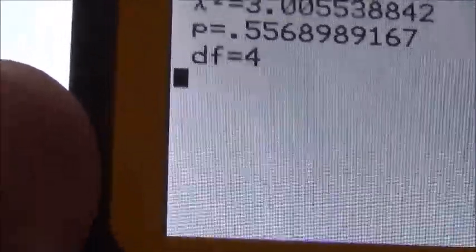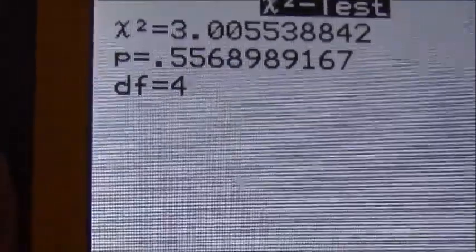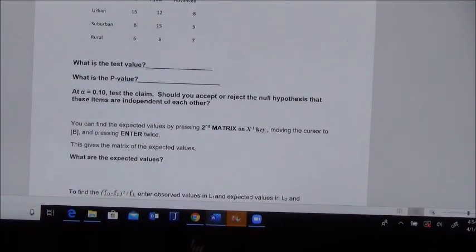I would do n-1 and n-1. 3 minus 1 is 2, 3 minus 1 is 2, and 2 times 2 is 4. So that's how they came up with a 4 there. So if I look at my p-value compared to my level of significance, my p-value 0.55 is greater than 0.10, so in that case, I am going to accept the null. If I'm accepting the null, then these items are independent of each other. So I'm going to accept the null on this one.